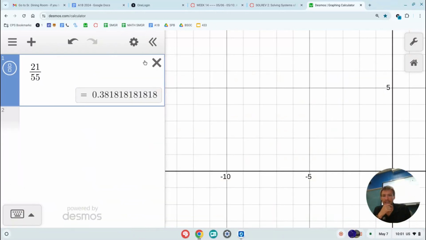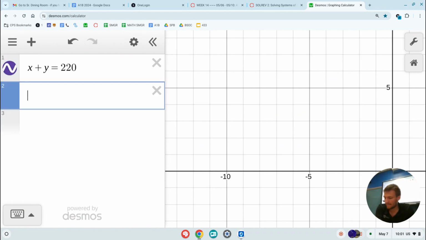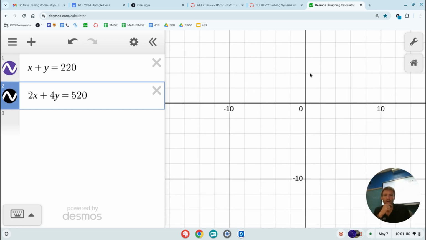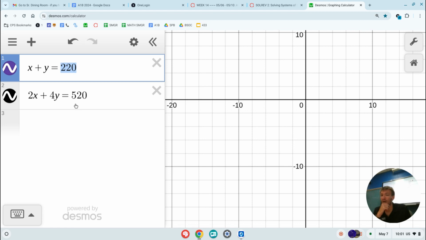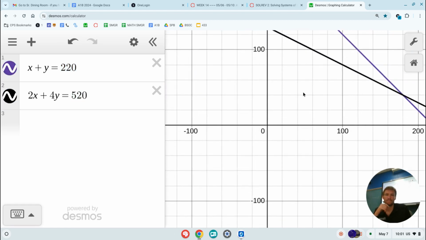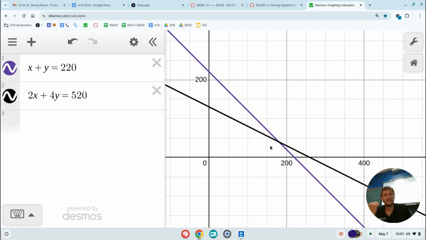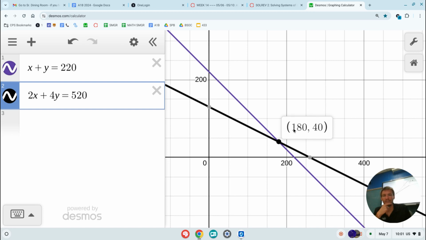All right, we're going to type these 2 equations in DESMOS. X plus y equals 220. 2x plus 4y equals 520. We're going to look around for where these are. Look, this is the number 200 and 500, so we need to zoom out a little bit. There we go. Where is the answer? It's always where they touch. And there it is, 180, 40.